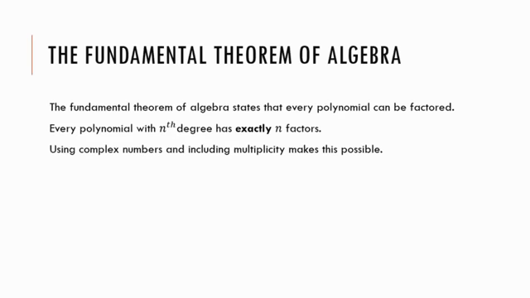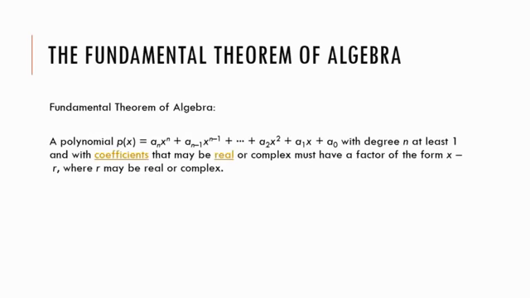Okay? Using complex numbers and including multiplicity makes this possible. We've seen that with quadratic equations, sometimes the roots aren't real. They are complex or imaginary numbers. And sometimes we've also seen that there is multiplicity, which means that there's 2 of the same factor or roots, like x plus 2 times x plus 2 for 2 factors of a quadratic function.